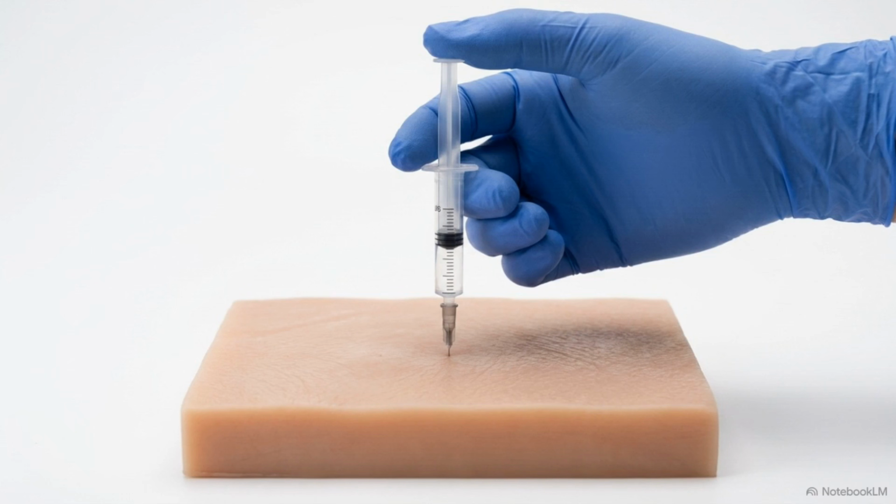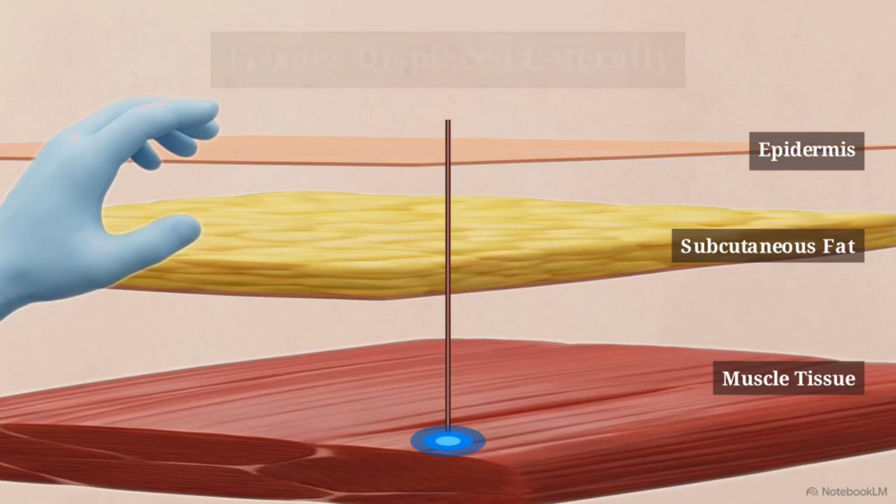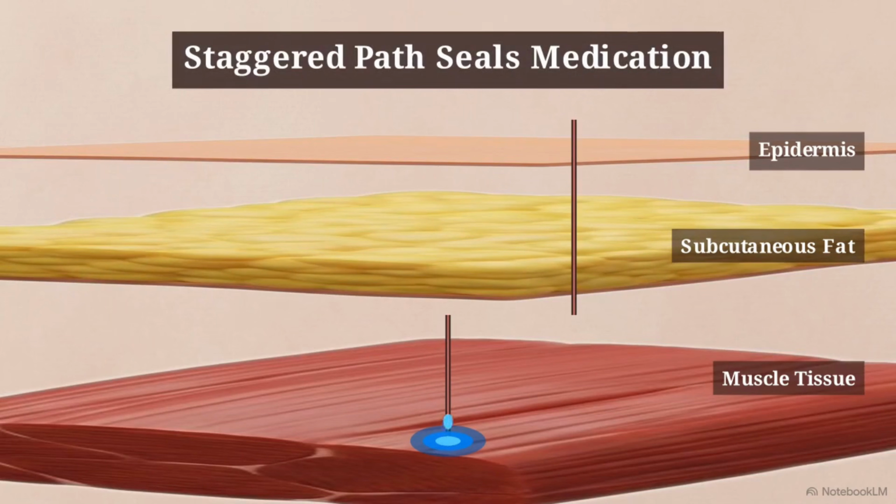Smoothly withdraw the needle at the same 90-degree angle. Simultaneously release the lateral pull of your non-dominant hand. As the tissue slides back into place, the needle track in the skin moves away from the track in the muscle, creating an indirect path that blocks any medication from escaping.